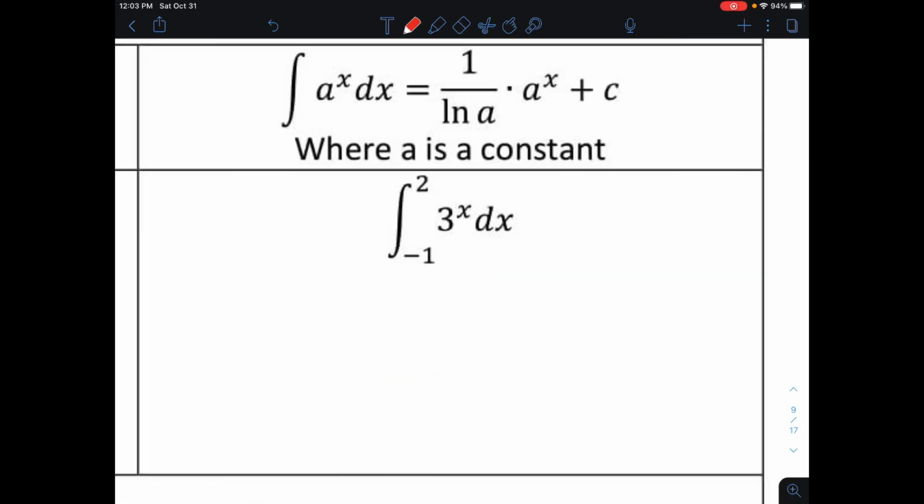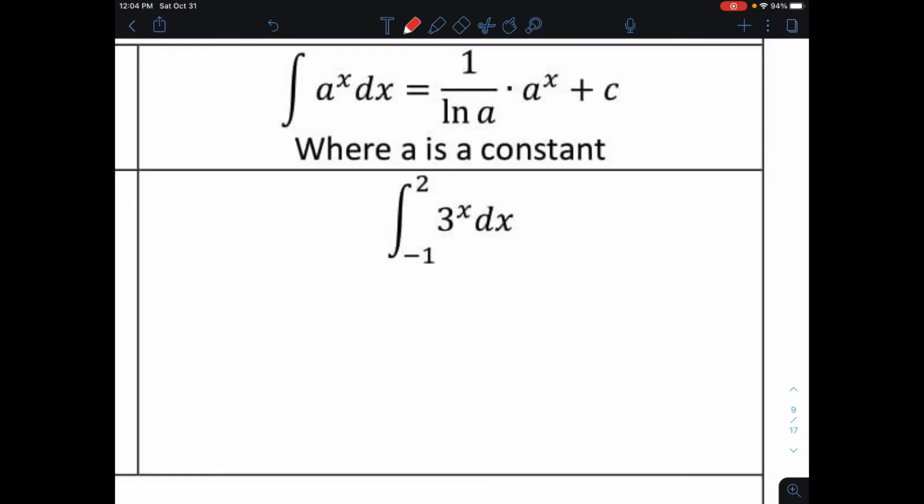All right, next example, I want to find the definite integral from -1 to 2 for 3 to the x dx. And basically, I'm trying to find the antiderivative first. So what function did I take the derivative of to make what's inside of this integral? Well, according to our integration formula, the function that I took the derivative of would be 1 over the natural log of the base times the exponential function plus c.